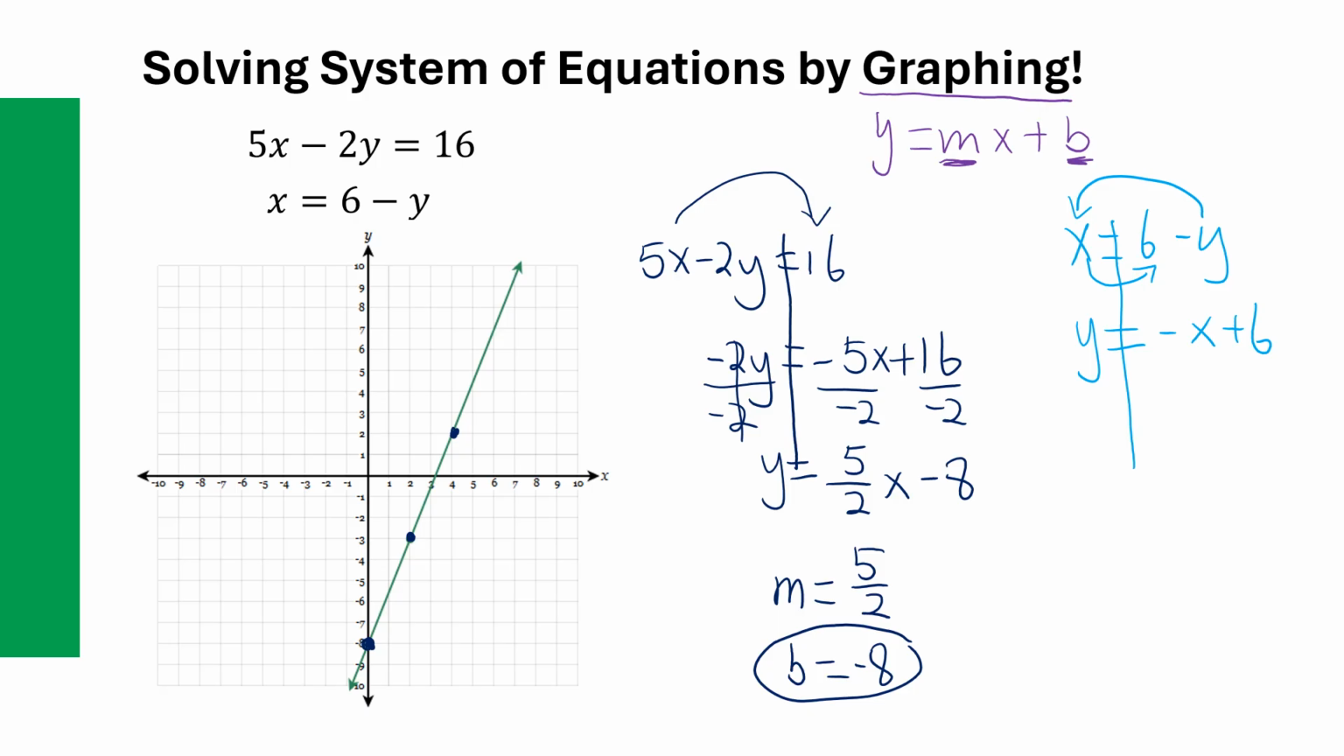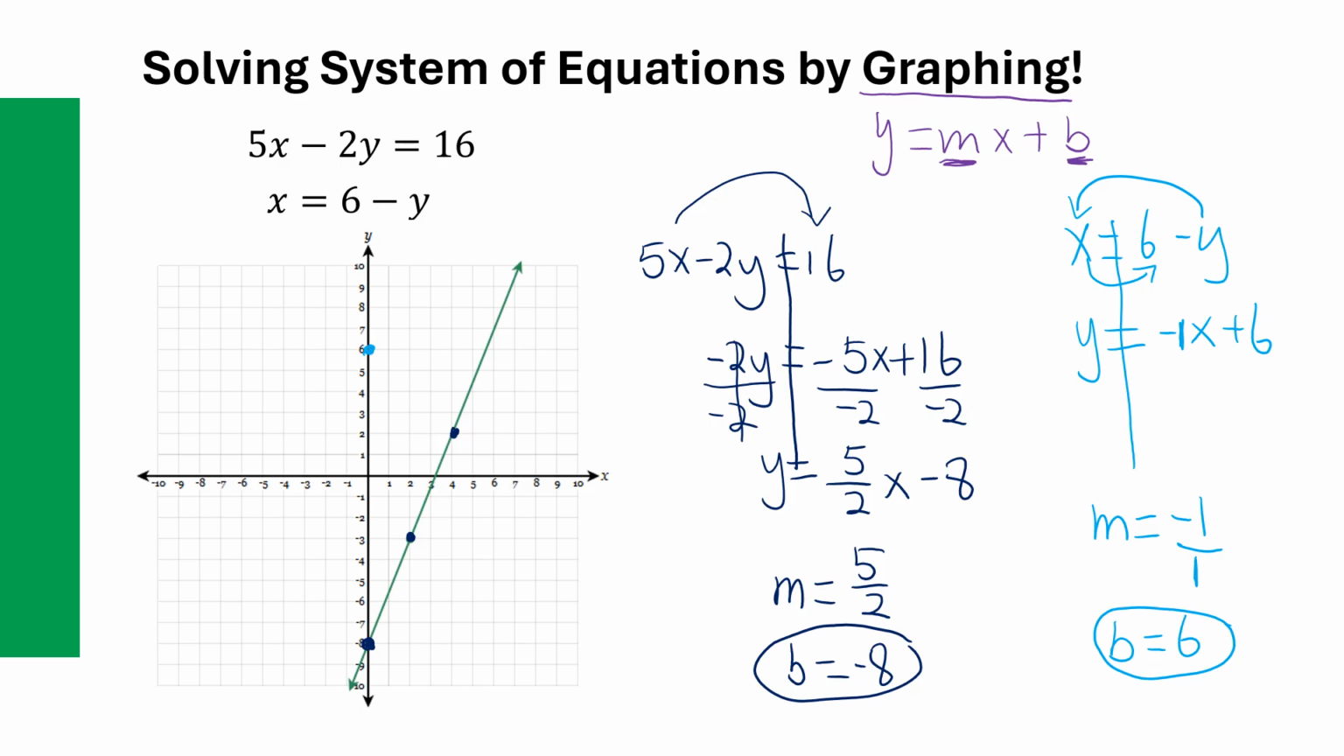So I can identify my slope. My slope is the number in front of x, which is the invisible 1. So it's negative 1, and you can make that a fraction by putting 1 under it. And my y-intercept is positive 6. So again, you want to graph your y-intercept first. So plot the point 6 on the y-axis.